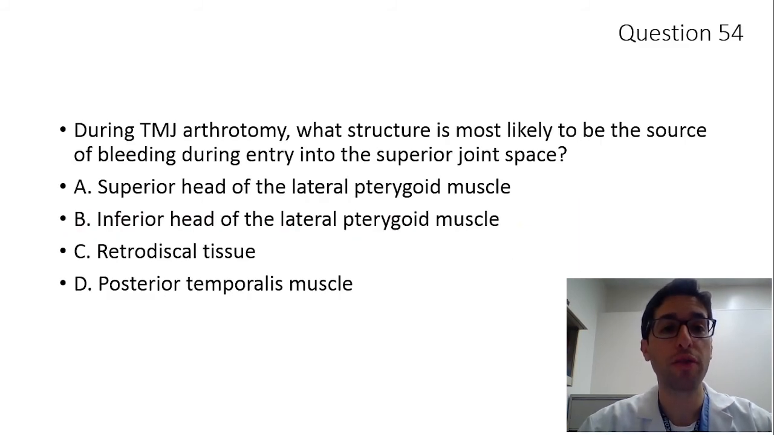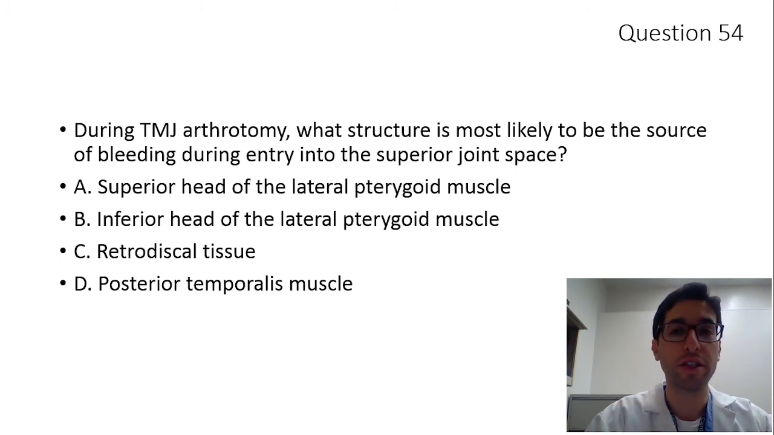During TMJ arthroplasty, I meant to write: what structure is most likely to be the source of bleeding as you enter the superior joint space? This is different than before, but a good question. As you're doing a TMJ arthroplasty and entering the joint space, what's going to cause the bleeding? So let's go through the questions. Is it the lateral pterygoid?